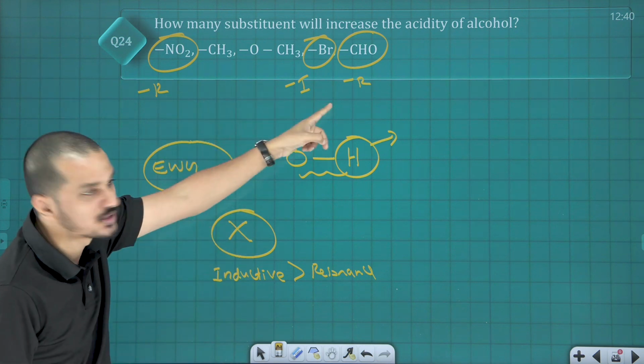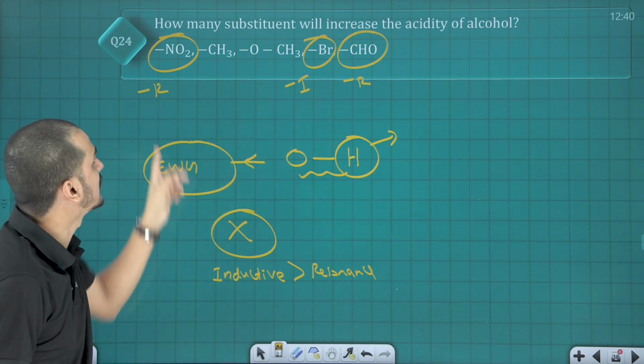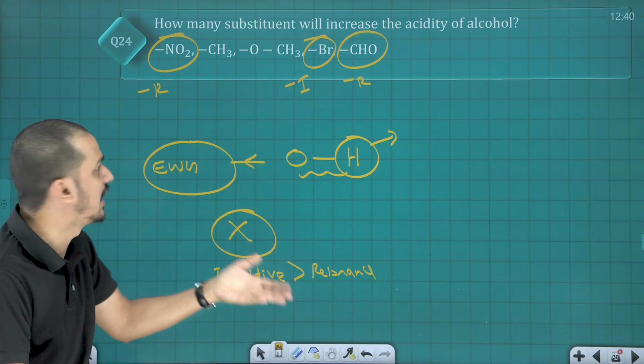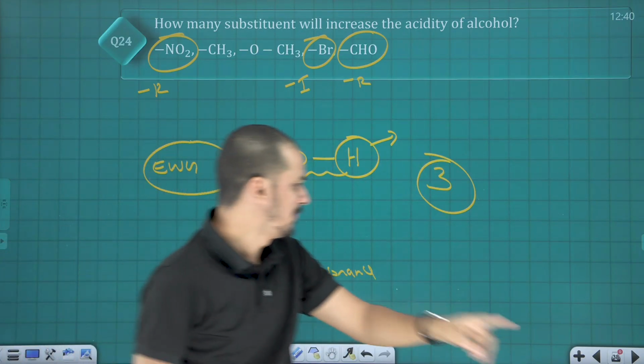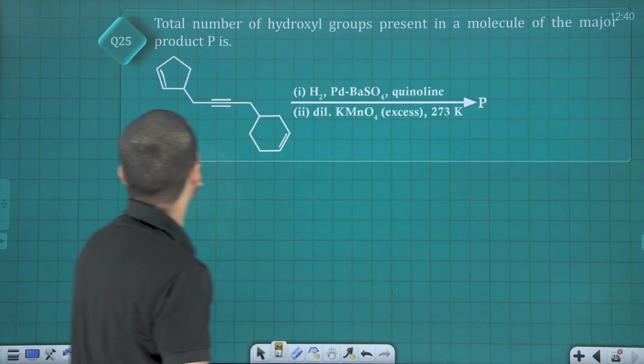So how many possibilities are there? 3 possibilities can increase the acidity of alcohol. So the answer is 3. Ready guys? Yes or no? Yeah. We can move to the next question. This is the next question.